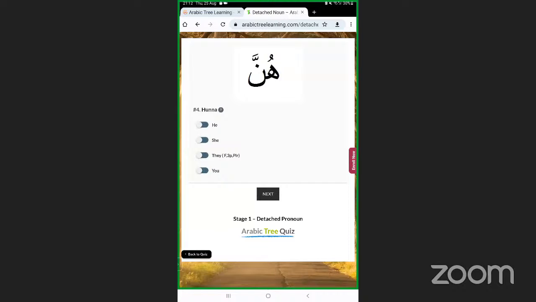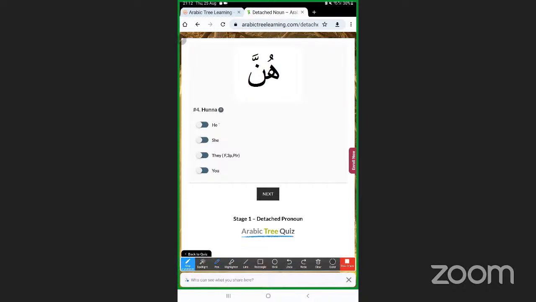Hunna is a detached pronoun. This chashme wala ha is telling me that this is something related to third person. But which third person? Male, female? They, female. I will give you another shortcut. MashaAllah. This noon, almost always, don't catch me, is an indicator of many women, yani female plural. Almost always it is the indicator of female plurals. Okay.